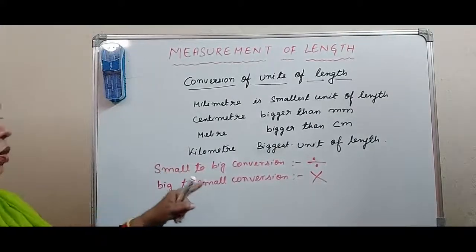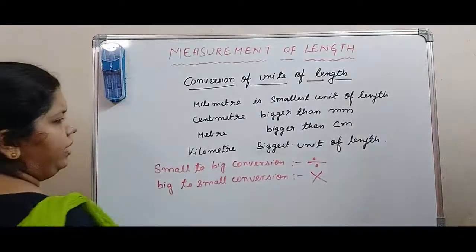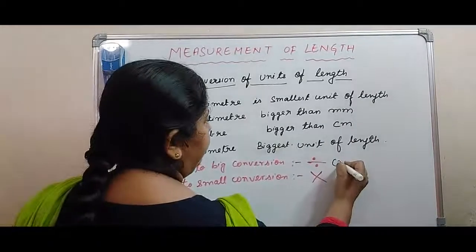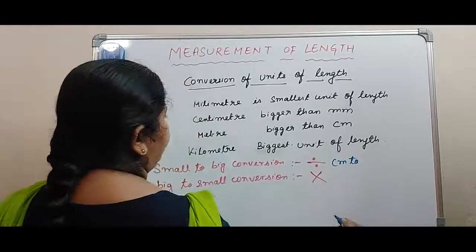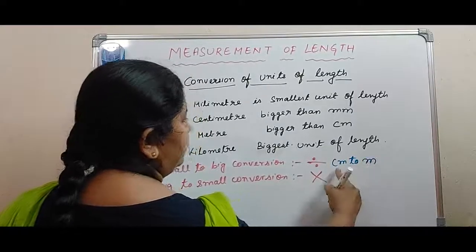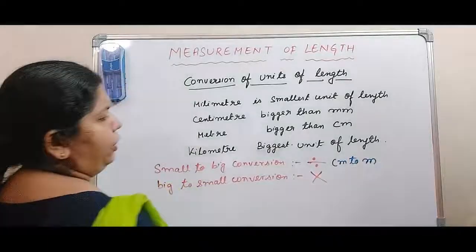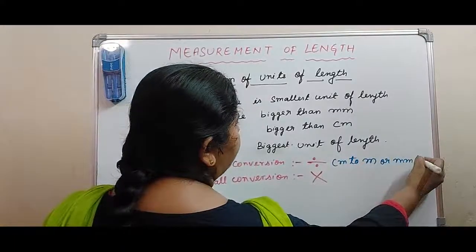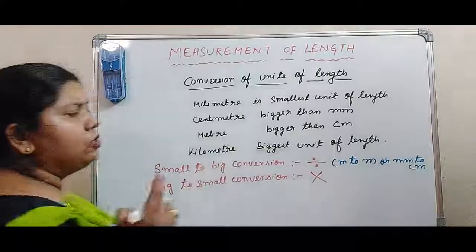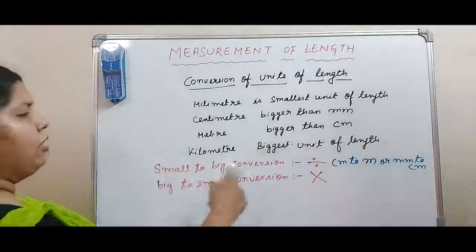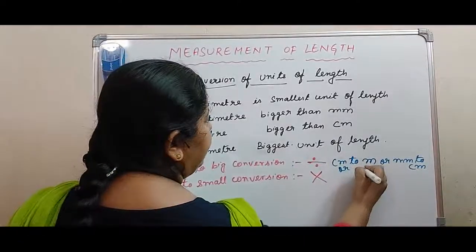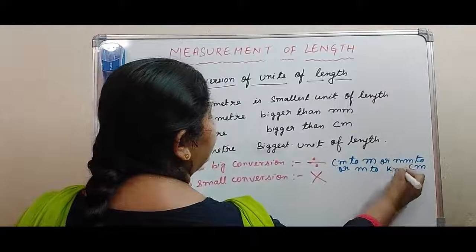Smaller unit to bigger unit. What are the examples used for this? Let me tell you. Like we have centimeter to meter. This is an example of smaller unit to bigger unit. Or millimeter to centimeter. This is also one example of smaller to bigger conversion. Or we can also write meter to kilometer.